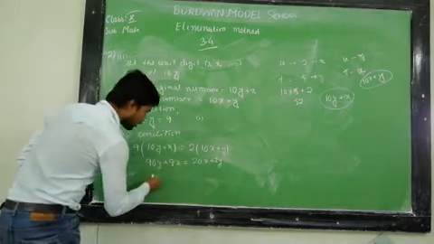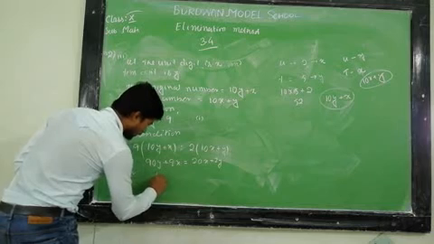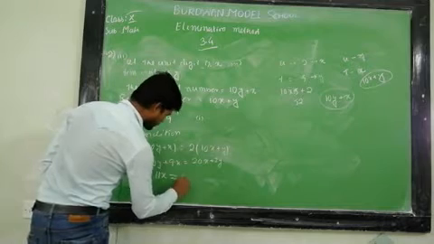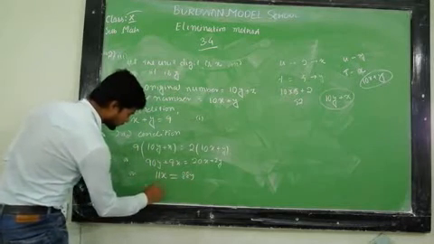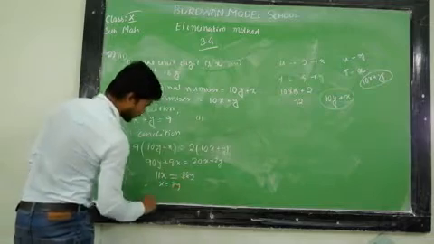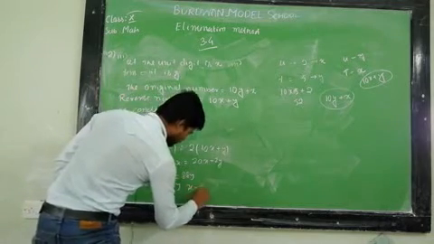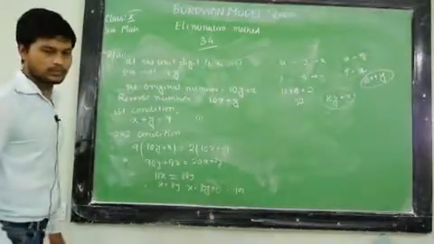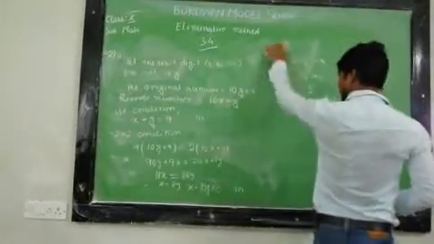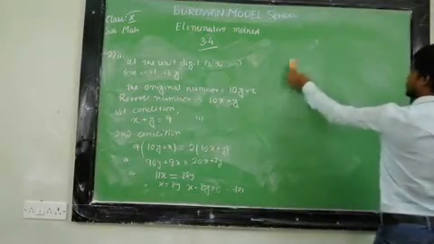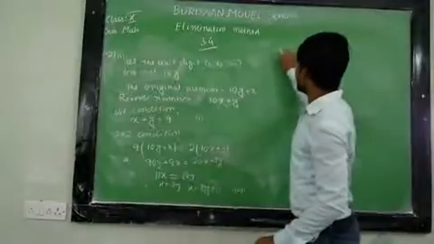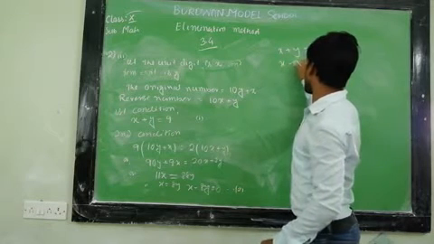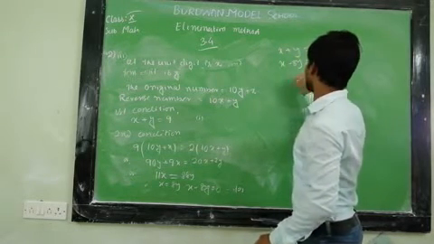Or that will be 11x is equal to 90 minus 2, means 88y. That means x is equal to 8y, that means x minus 8y is equal to 0. This is our equation number 2. So write the equations one by one: x plus y is equal to 9 and x minus 8y is equal to 0.